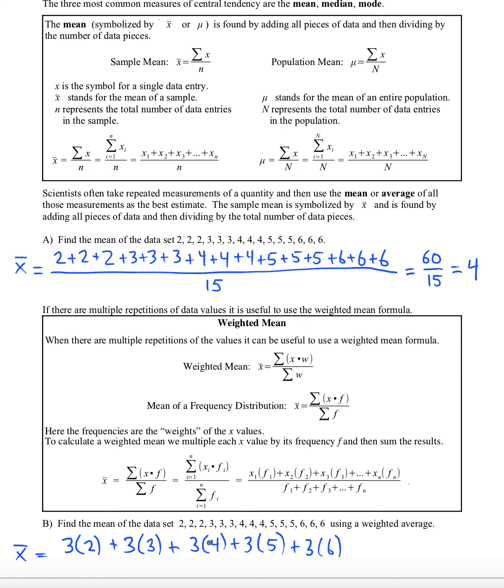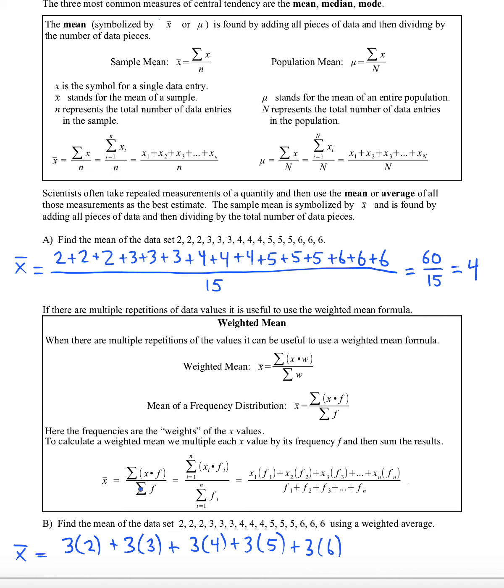This is part of the weighted mean formula. It says you take the value, that would be the data piece, the 2 or the 3 or the 4, and then multiply by the weighting, which is how many of them there are. Another way to say that would be the value times the frequency, frequency meaning the number of times the data piece occurred.